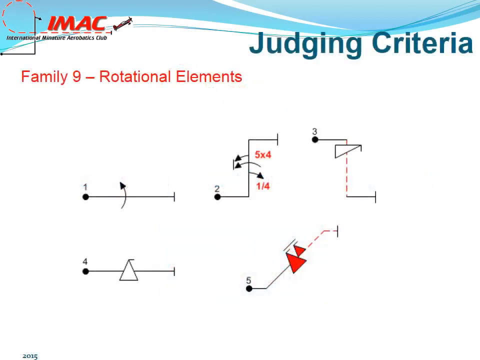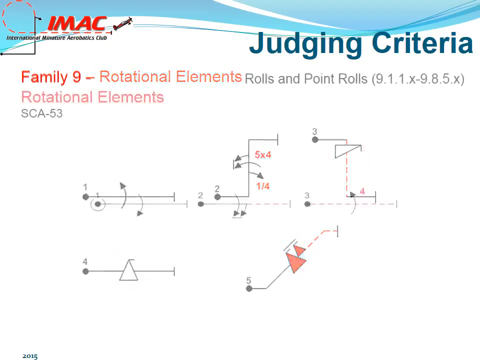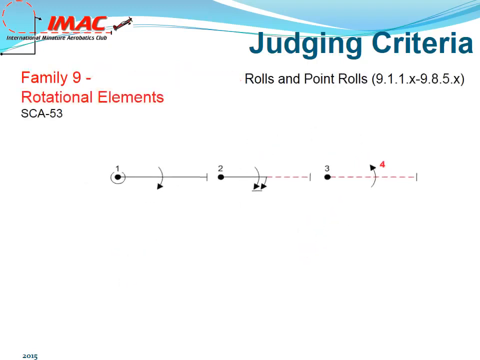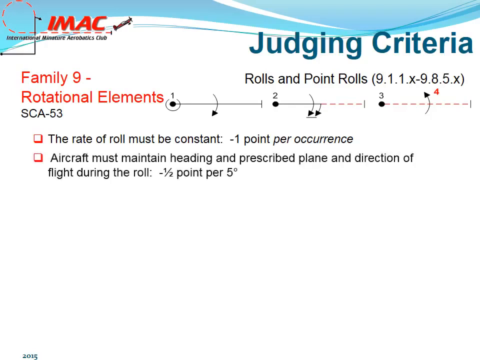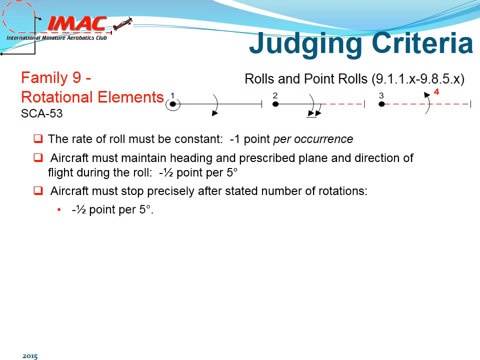Rotational elements include aileron rolls, part rolls, point rolls, spins, and snaps. Let's begin with aileron rolls and point rolls. The rate of roll must be constant, 1 point per occurrence. Aircraft must maintain heading and prescribed plane and direction of flight during the roll, half point per 5 degrees. Aircraft must stop precisely after the stated number of rotations, half a point per 5 degrees.